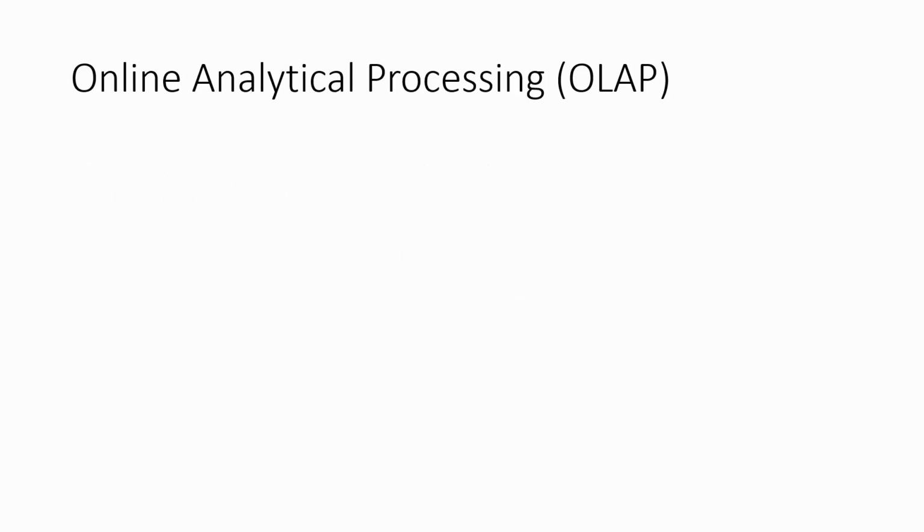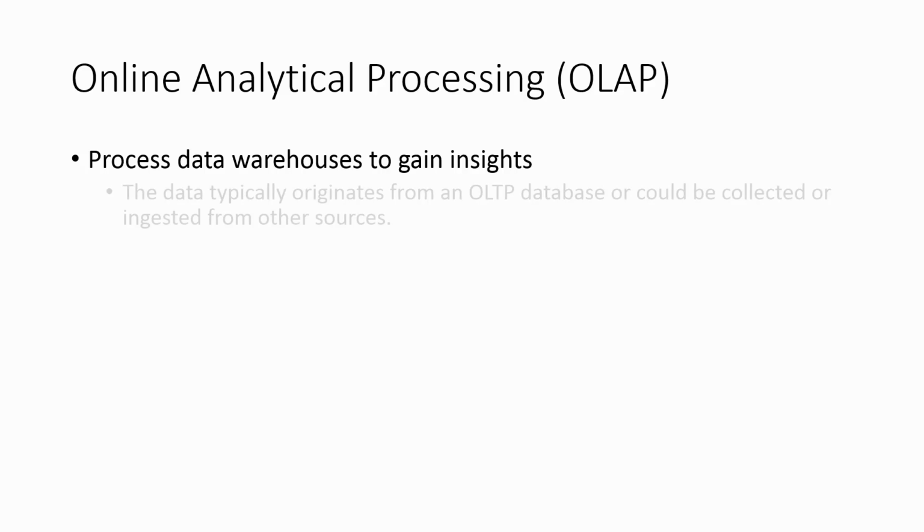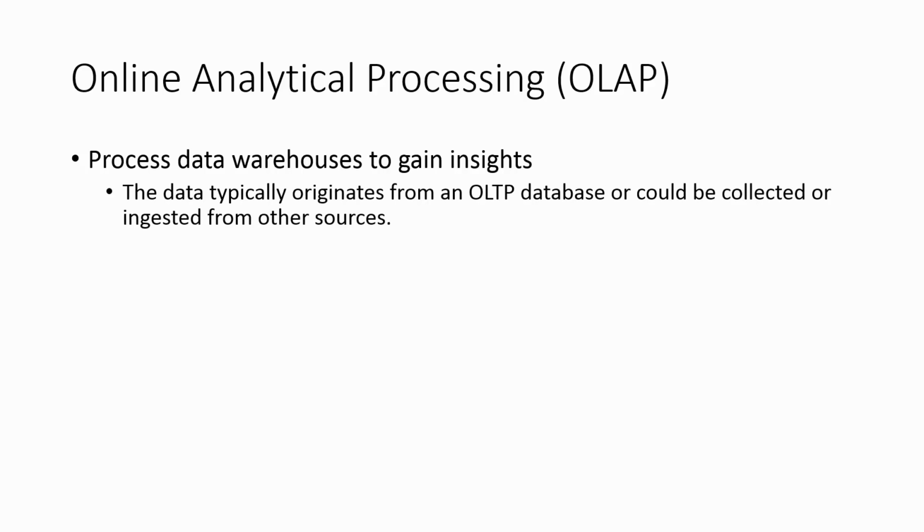Now let's switch camps to OLAP, or the online analytical processing query systems. In OLAP, you're going to process, in data warehouses, large volumes of data to gain certain insights. The data typically originates from some sort of OLTP database, for example, the airline database, or a sales database, or an inventory database, and it could be collected or ingested from other sources. For example, web server logs of individual web requests that are received at an Apache server. That's a source of data for an OLAP system.